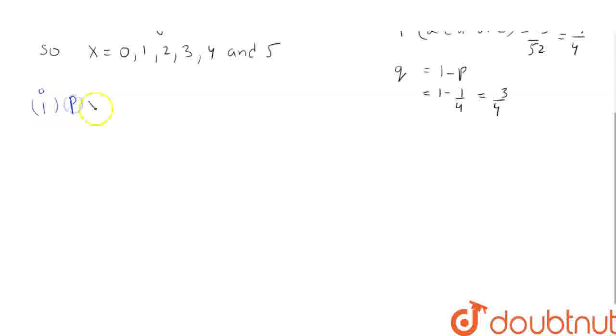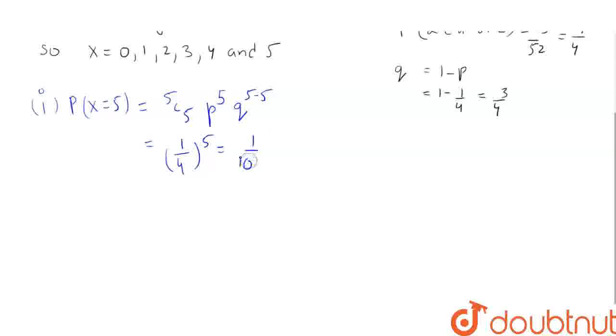Now our first part is all 5 cards are diamonds. So P(X = 5) is equal to nCr P to the power r and Q to the power n minus r, which is (1 by 4) to the power 5, that is 1 upon 1024.